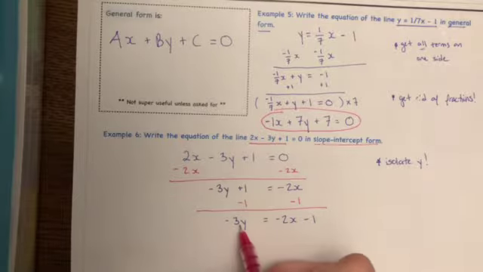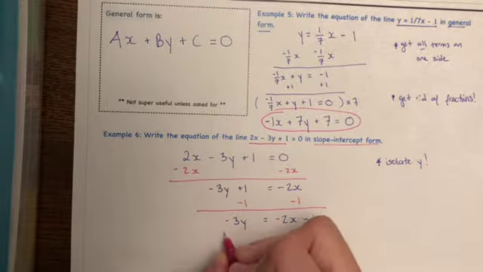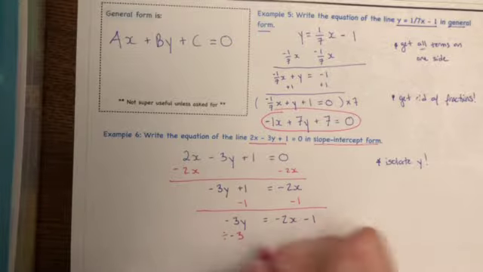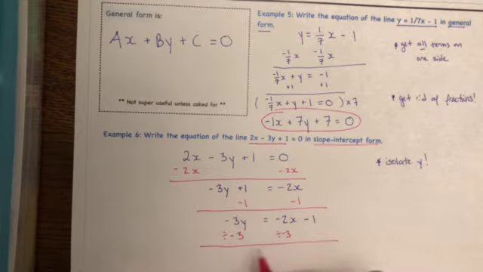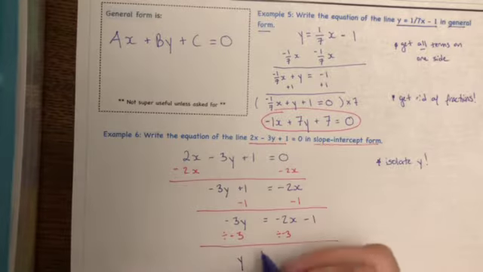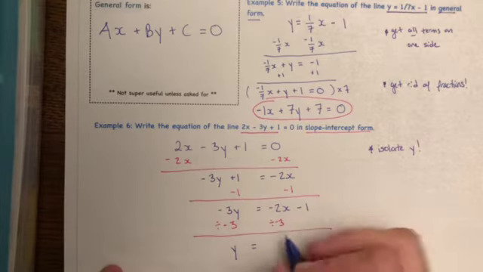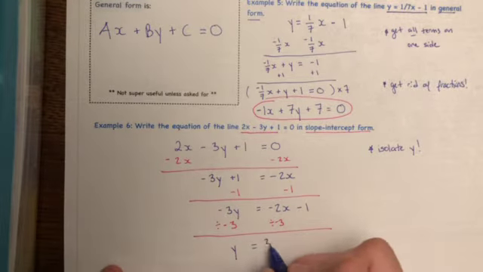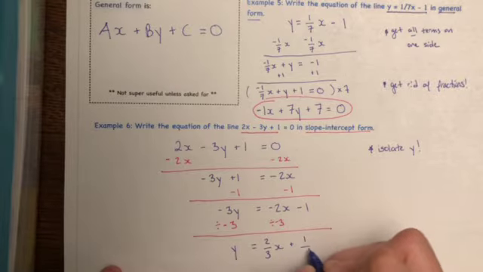And finally, I want to get y all by itself, so I have to remove this -3 somehow, cancel it out. And so I'm going to divide both sides by -3. And now, once I distribute, I get y all by itself, because -3 divided by -3 is 1. And then I have each of these terms divided by -3. So -2 divided by -3 is positive 2/3, 2 over 3 times x. -1 divided by -3 is positive 1/3.